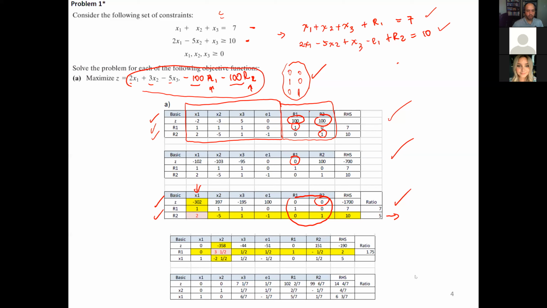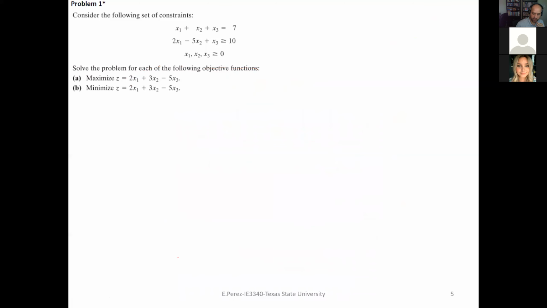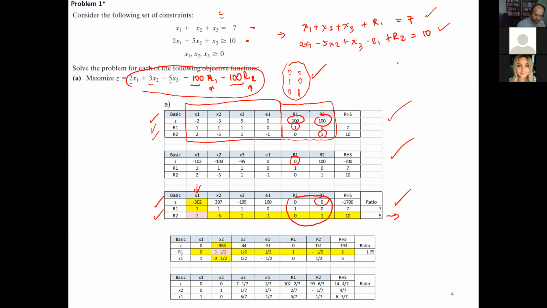So after entering X1 and performing the elementary row operations, X1 is here. So you can see here are zeros and ones and zeros and ones. So those are your basic variables. You check row 0 again to see if you still have a negative coefficient. And the answer is yes. The largest one is this one. So X2 is going to enter.